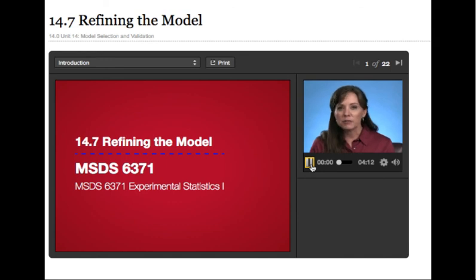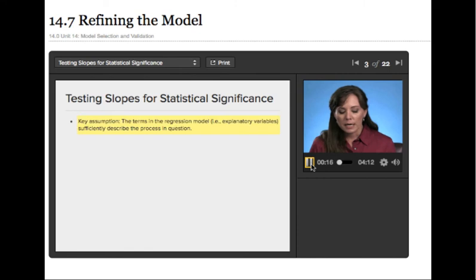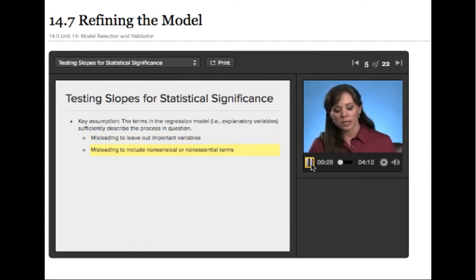In linear regression, we've talked about testing slopes in the model for statistical significance. One of the key assumptions of the regression model, I'm not talking about necessarily assumptions needed to drive the hypothesis test, but one of the assumptions that we don't normally talk about too much, is that the terms in the regression model, meaning the explanatory variables, sufficiently describe the process in question. It's misleading to leave out important variables, and it's also misleading to include nonsensical or non-essential terms in the model.